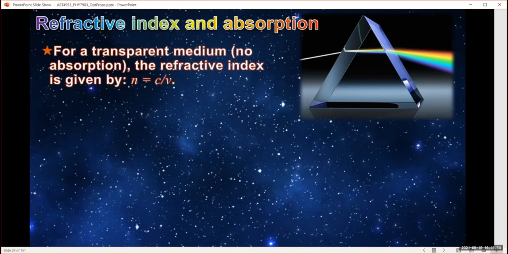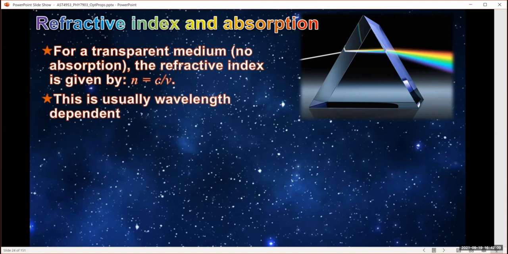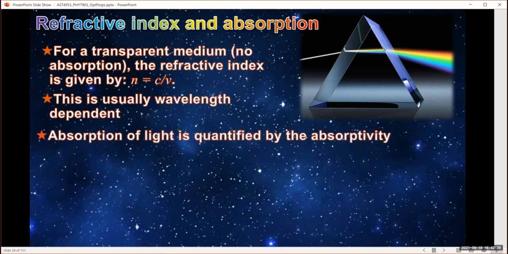If we have a transparent medium, the way you usually learn refractive index in middle school is that it is simply the ratio of the speed of light in vacuum to the speed of light in the medium. Here it's written as n, with the speed of light c and the speed of light in the medium v. This is going to be wavelength dependent. I think you all have come across this in terms of prisms, that the refractive index changes with the color of the light. Now, absorption is another property.